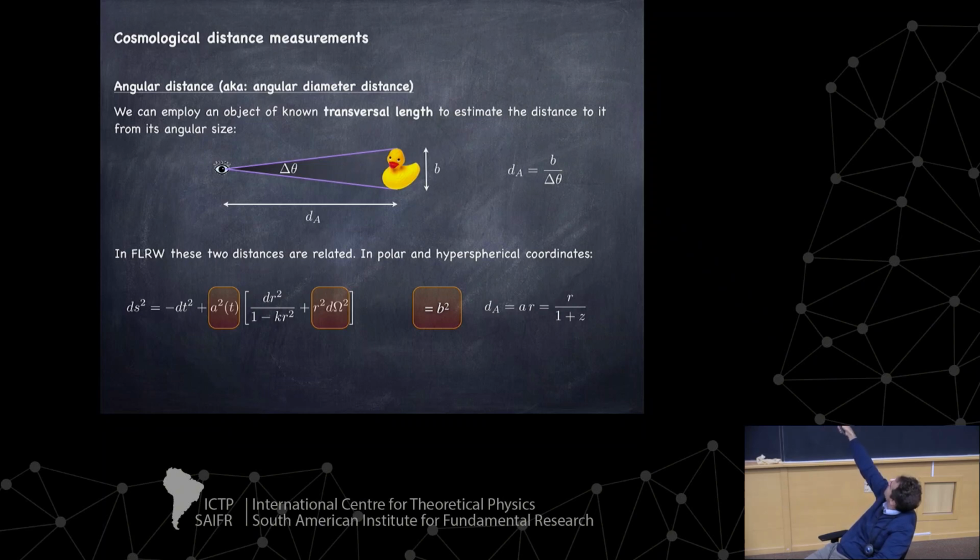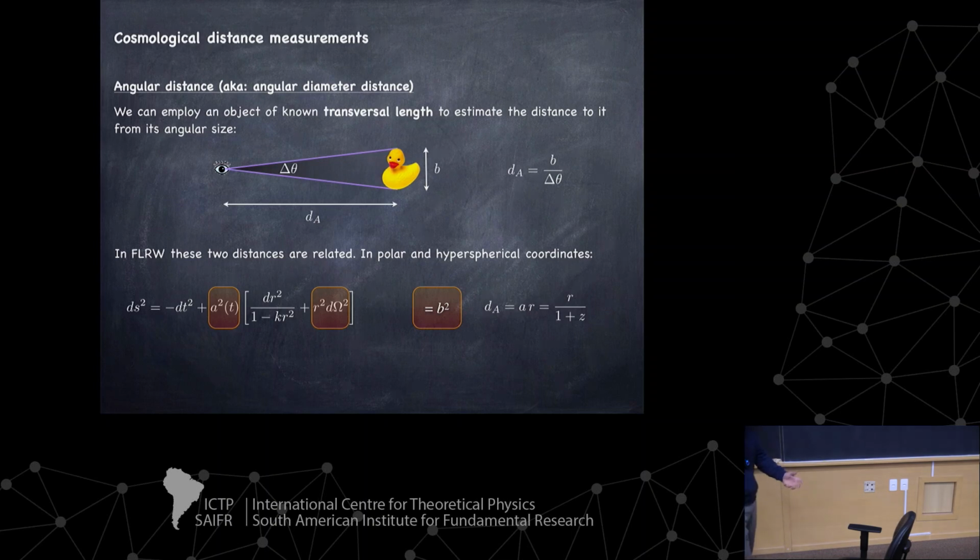So your ds squared is a squared, r squared, d omega squared. So basically what you're calling dA here is a times r. This a times r is what you call this distance. Now, I didn't write it here because I skipped the redshift part, but if you write a in terms of redshift, this is also something I assume that you know.